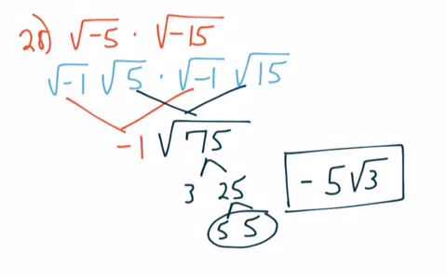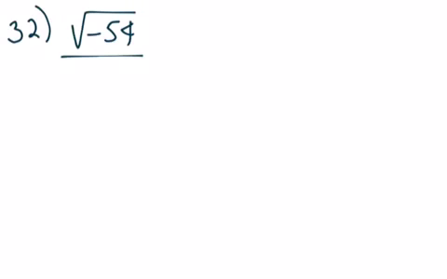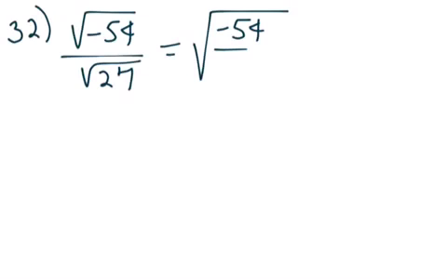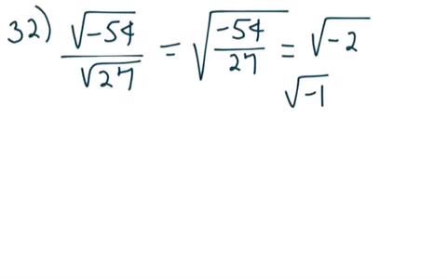If you look at number 32, it has the square root of negative 54 over the square root of 27. Remember, when we're dividing, we can put this all under one radical, so negative 54 over 27, which gives us the square root of negative 2. That's the square root of negative 1 times the square root of 2, so that's i times the square root of 2.